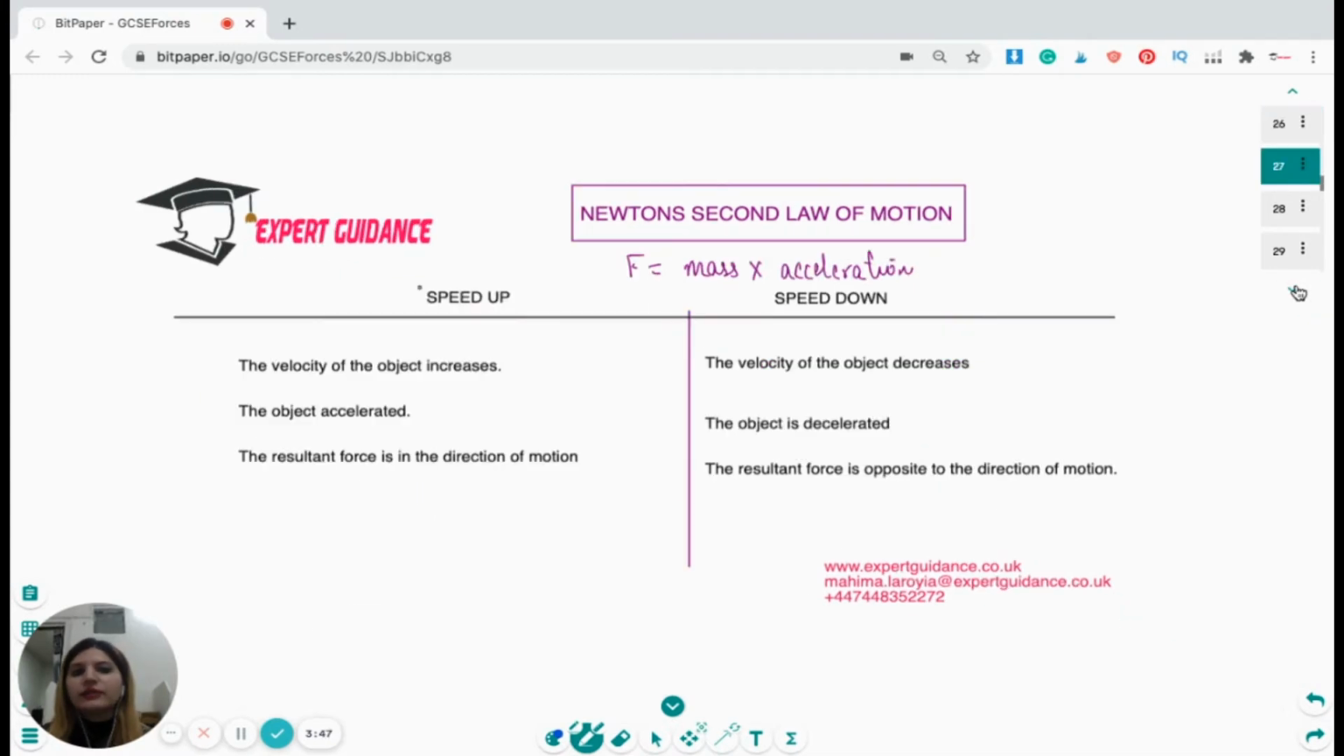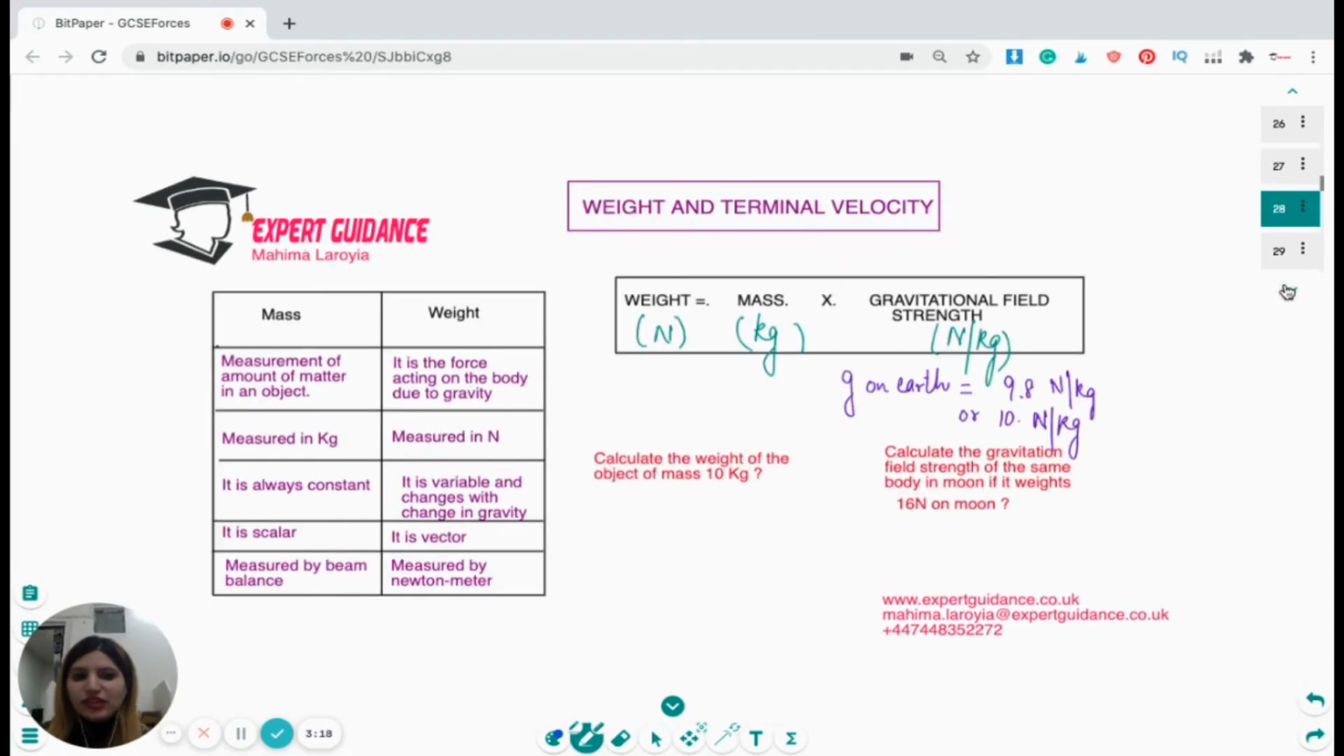All right. Now let us come to how we can interpret Newton's second law of motion: force is mass times acceleration. So if something is speeding up, it means that the velocity of the object is increasing, the object is accelerated. It means that the resultant force is in the direction of the motion. But if something is slowing down, it means that the velocity is decreasing, the object is decelerated, and the resultant force is in the opposite direction to the direction of the motion.